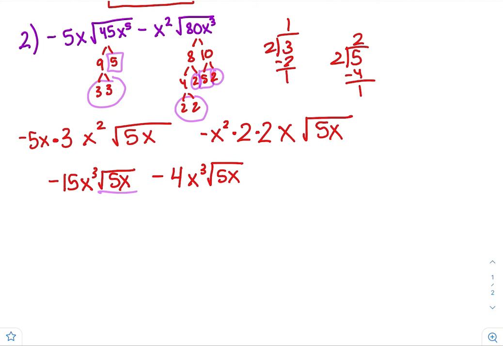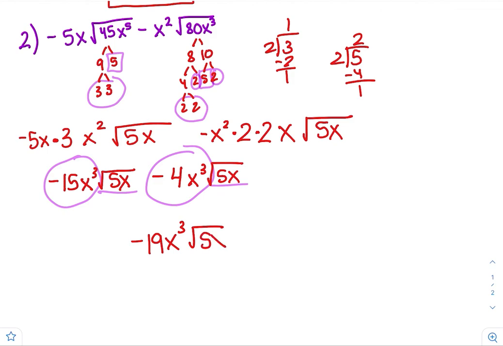And because these have the same radical and radicand, you can combine these like terms. Negative 15x to the third minus 4x to the third is negative 19x to the third, square root of 5x.